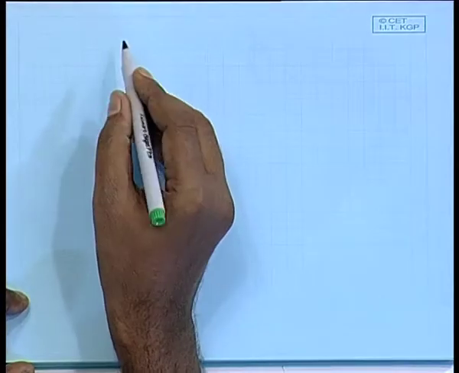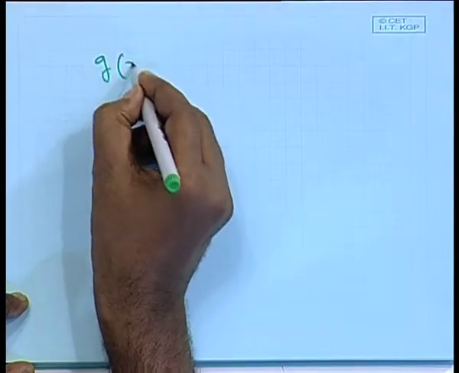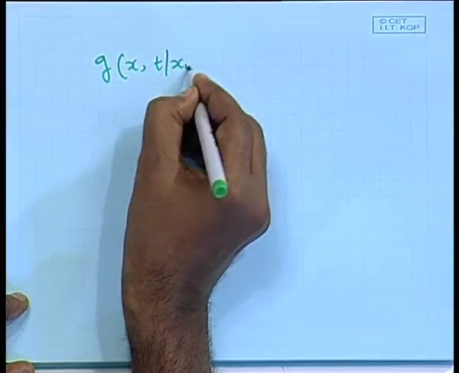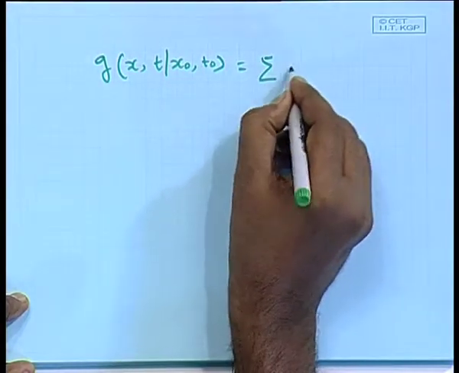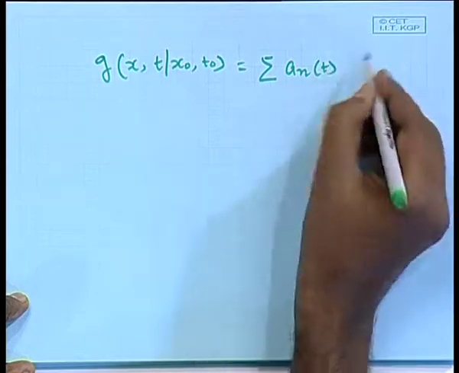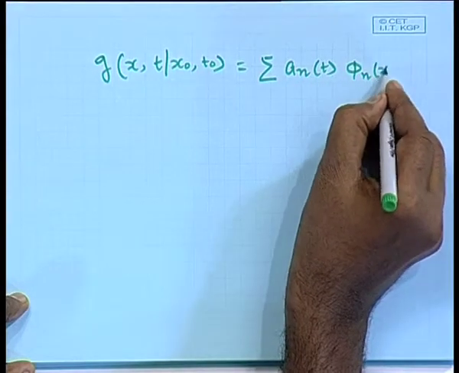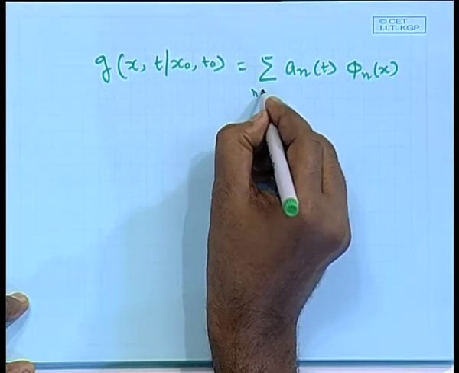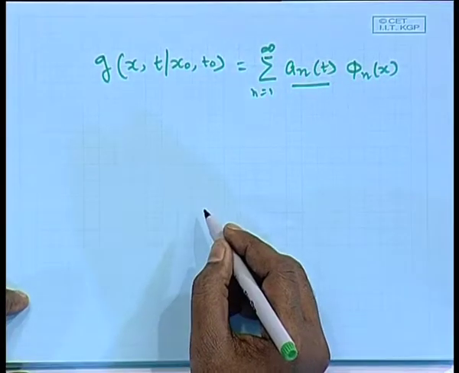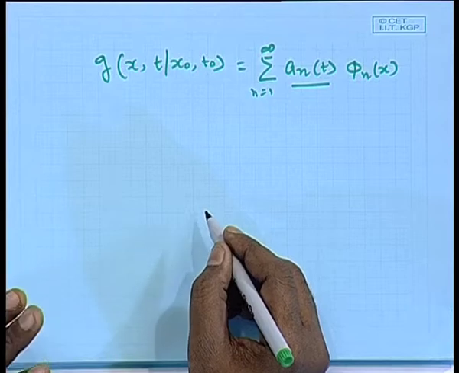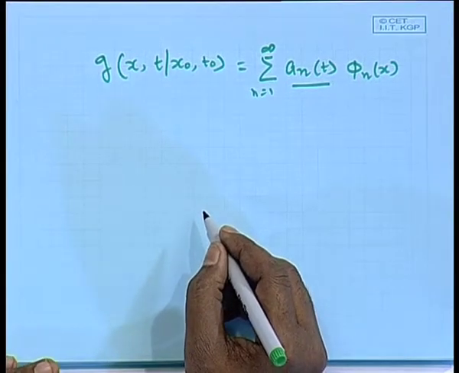So, your Green's function can be expressed as g(x, t | x0, t0) is nothing but the summation of all these eigenfunctions phi n of x, where n runs from 1 to infinity, and this coefficient will be a function of time. That will be the formulation of Green's function using partial eigenfunction expansion.